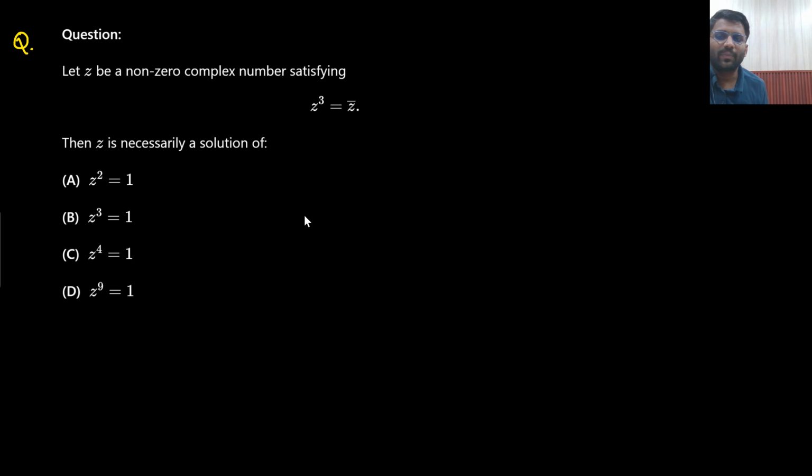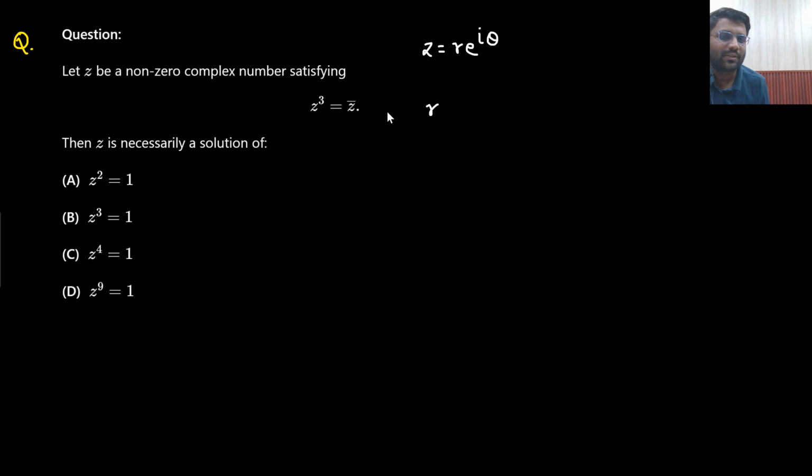Z is a non-zero complex number satisfying the equation Z cube equals Z bar. I always said that if nothing clicks, go with the polar representation of a complex number. Even if something is clicking, go with the polar representation. So Z cube equals Z bar. What is Z bar? Z bar is Z conjugate.